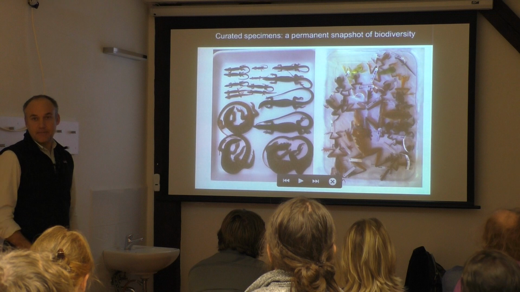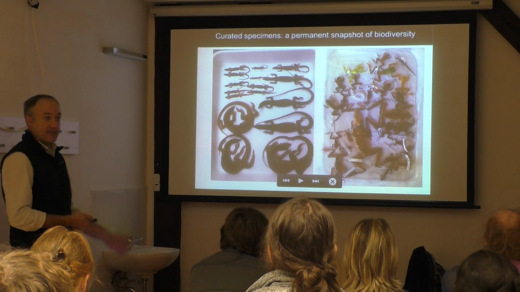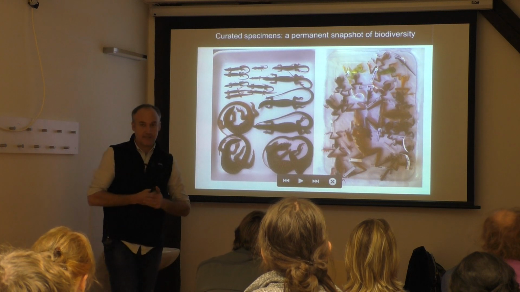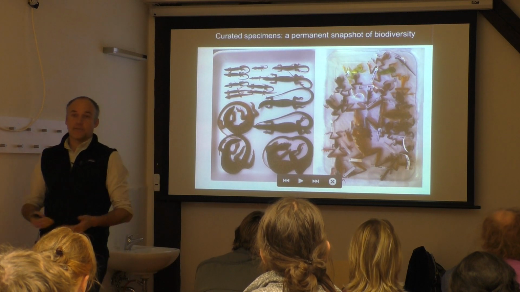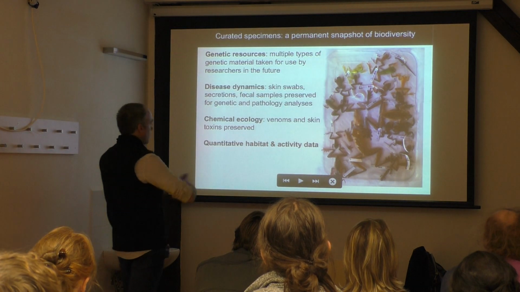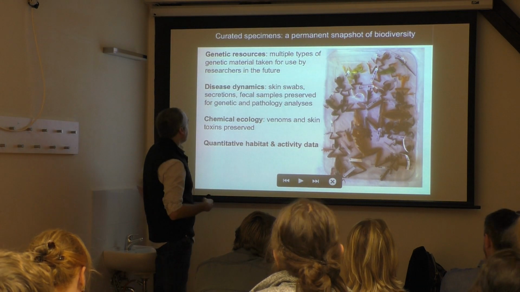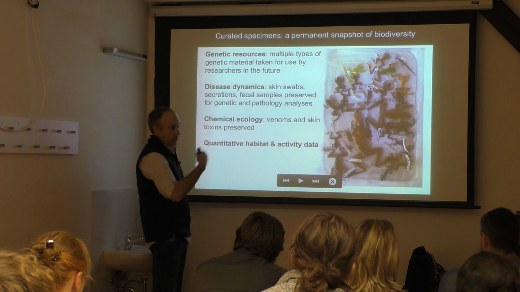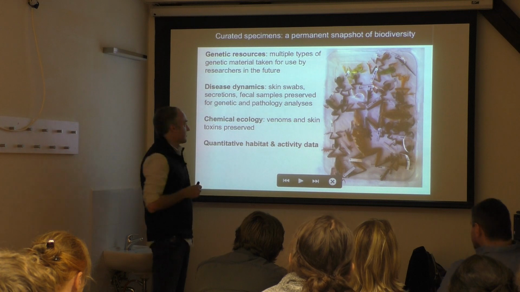All these specimens end up at the Museum of Zoology at the University of Michigan. A lot of them end up split with partner institutions in places like the National Museum of Peru in Lima, for example. And from each of these, we collect a whole range of data that gets accessioned with the specimens. So we have genetic resources, lots of different types of genetic material, and we're archiving it for use by researchers in the future.